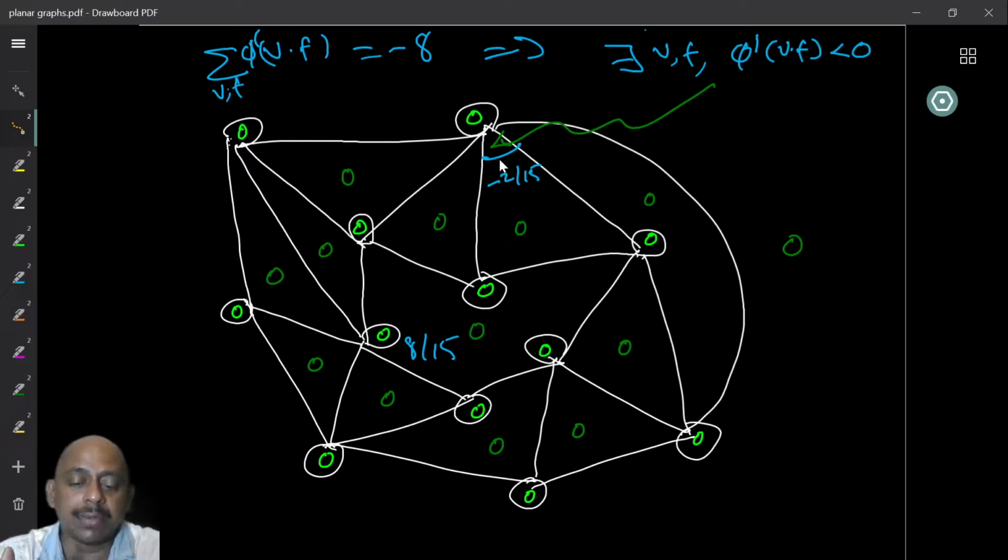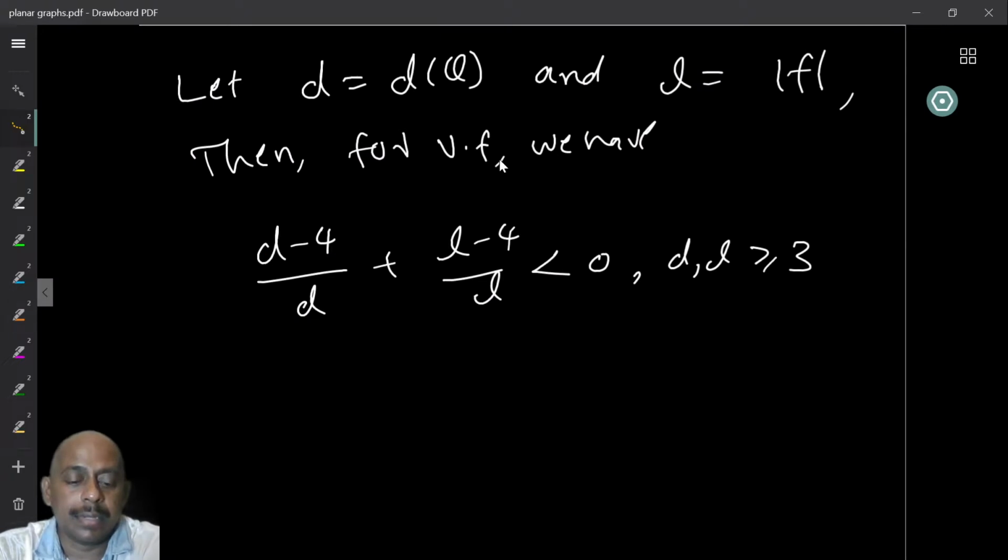Now, if you take any such corner whose charge is negative, let us see what happens to it. So what is the charge? The formula is degree of the vertex minus 4 by d plus length of the face minus 4 by L. Now this value is the charge of the corner, and this particular corner has d minus 4 by d plus L minus 4 by L as a charge, which is negative, right? Less than 0. But we know that the degree of any vertex is at least 3, because by assumption the class has minimum degree 3.